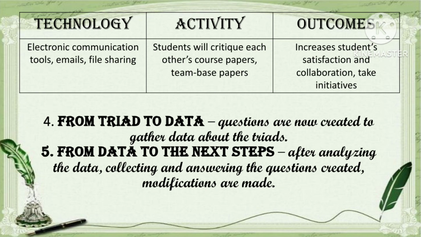So the fourth one, from triad to data. Questions are now created to gather data about the triads. And then the last one, from data to the next steps. After analyzing the data, collecting and answering the questions created, modifications are made. So after the evaluation, you will be able to know what are the things that you should continue and what are the things that you should replace. You will now know the pros and cons of it. So this model is very self-explanatory. It is also understandable.